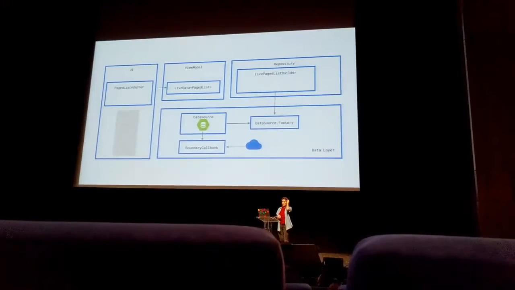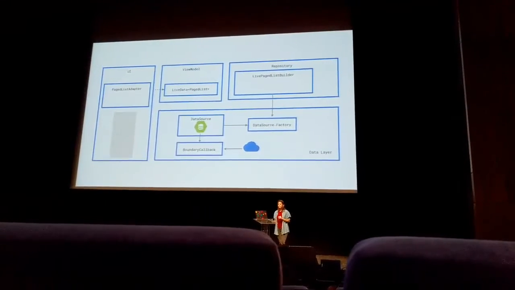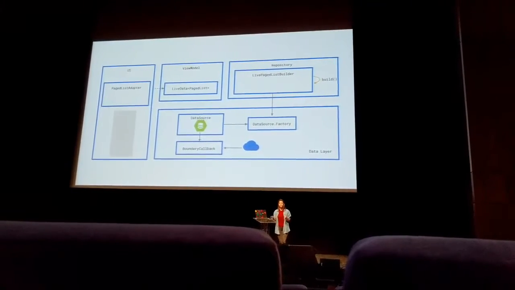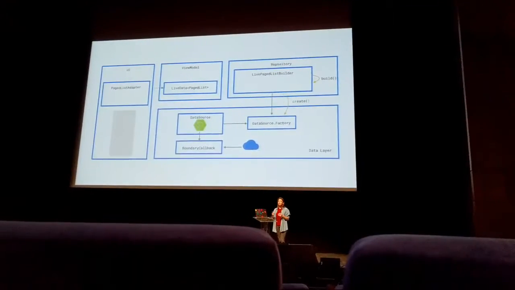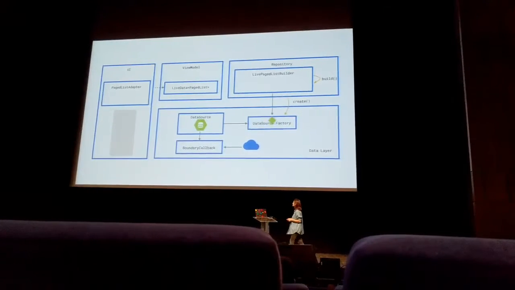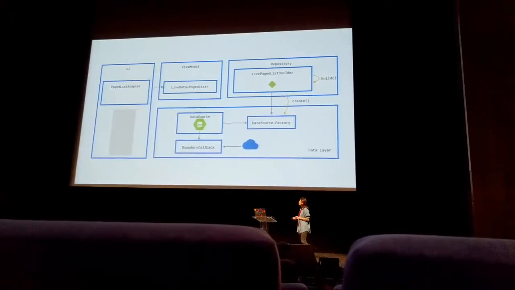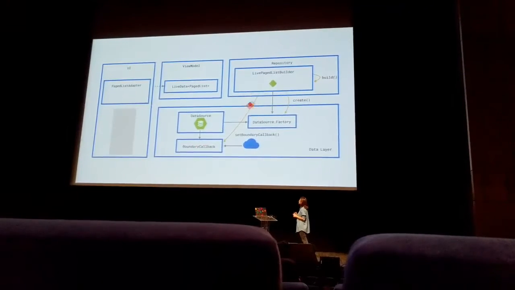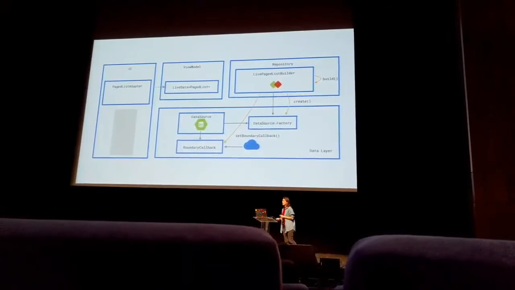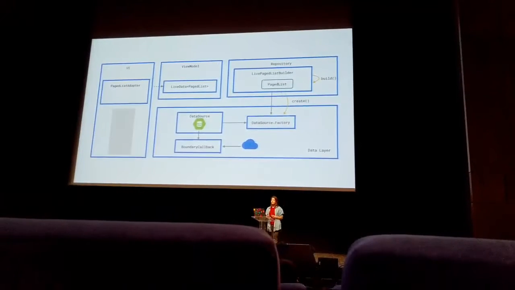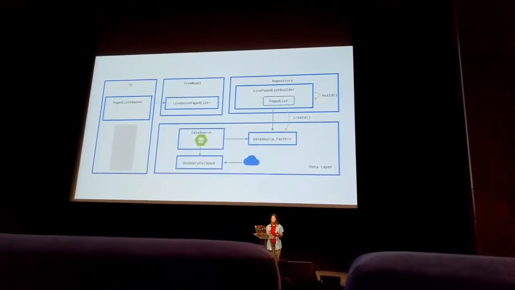Okay, let's see again the big picture and see what's happening. First, live page list builder is calling build. It's calling create on the data source factory. And then the boundary callback is created when we're setting the boundary callback. Based on these two elements, the page list is being created.